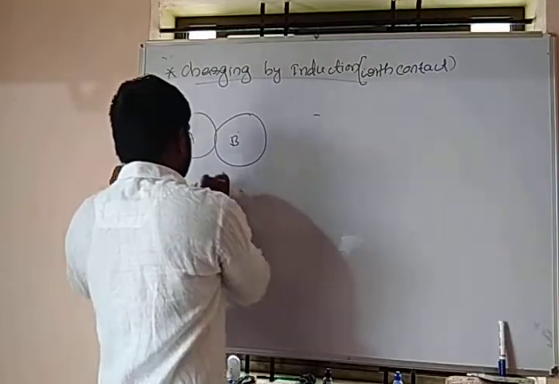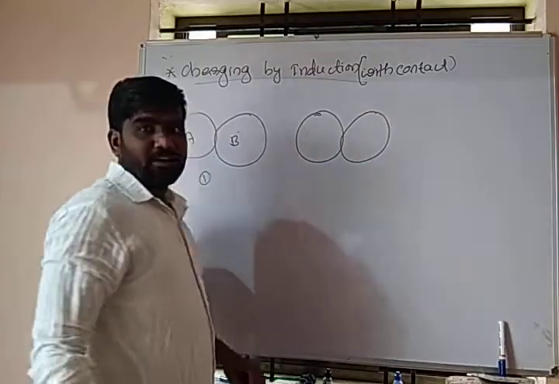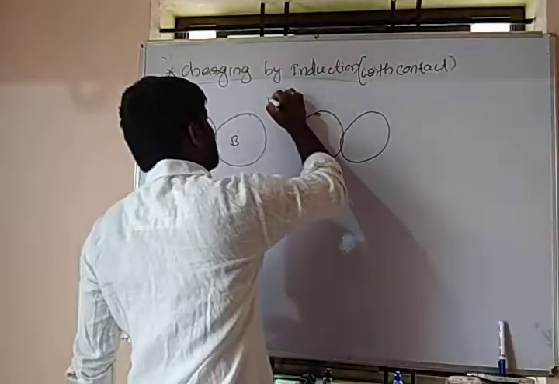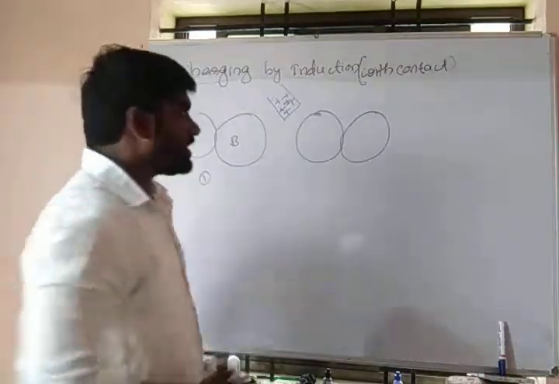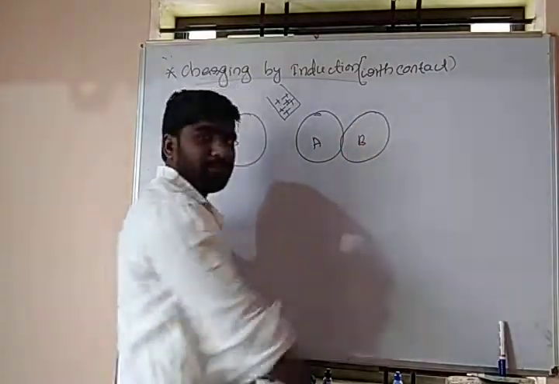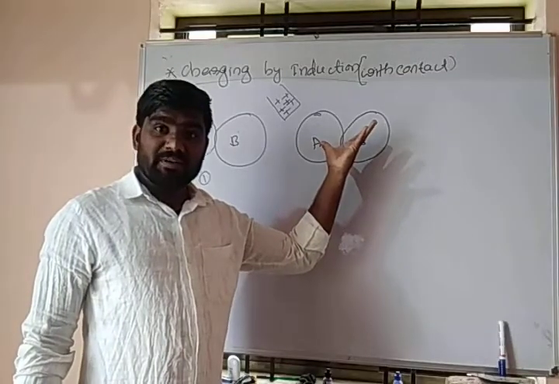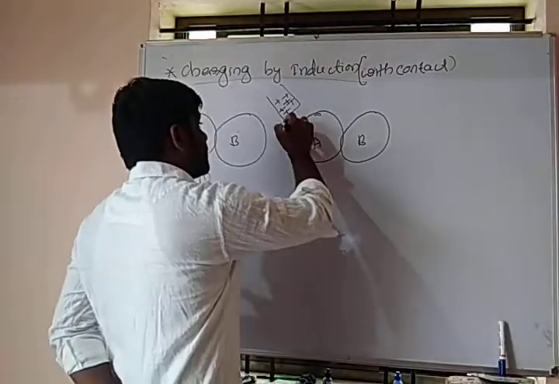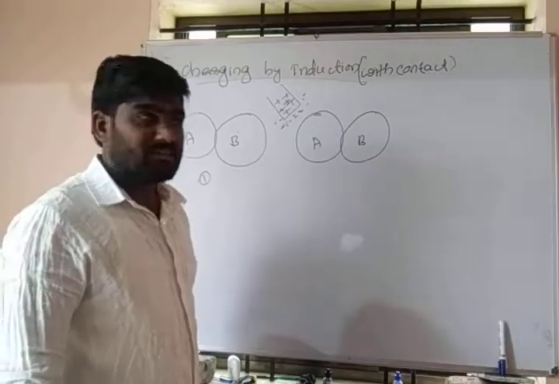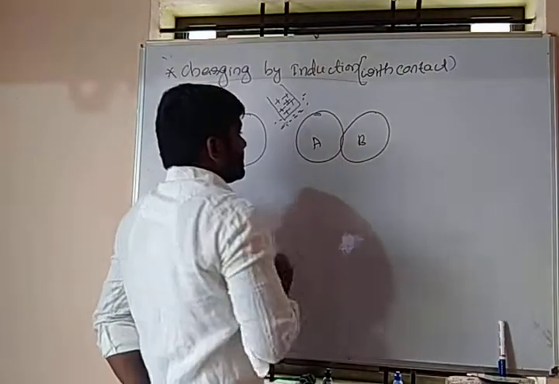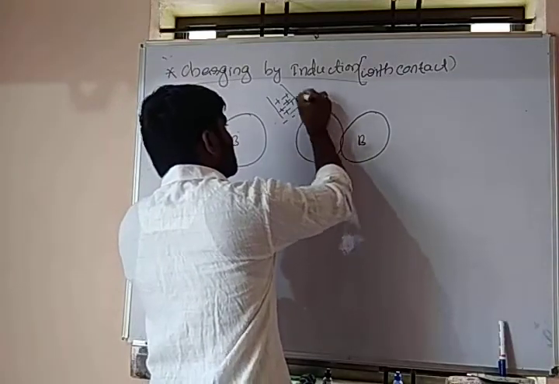Then in the second case, figure number 1, in figure 2, what am I doing? A positively charged glass rod I am bringing towards the sphere A and B. Then what happens? Whatever negative charges are present in this sphere are going to attract toward this positively charged rod. So when I am bringing this, these charges are attracted to this.